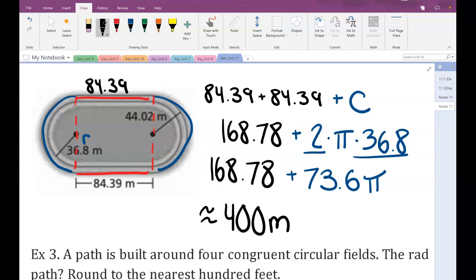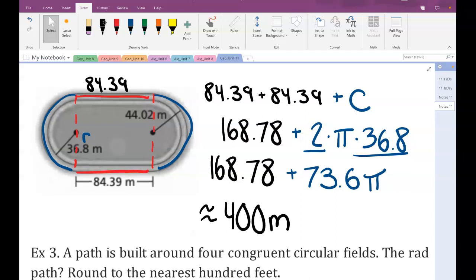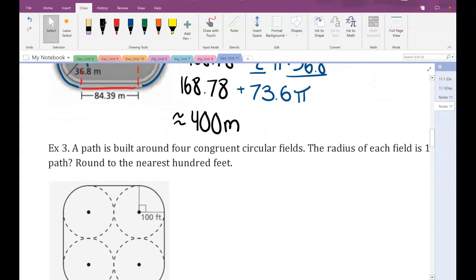So whenever you're trying to find the perimeter of oddly shaped things, think about what the actual circumference is. How many full circles am I traveling? Or am I traveling a portion of a circle? And that leads us into this next one.